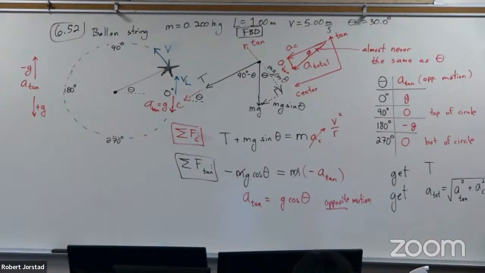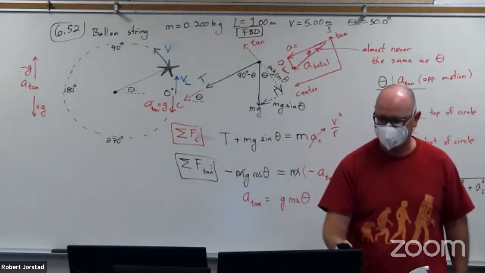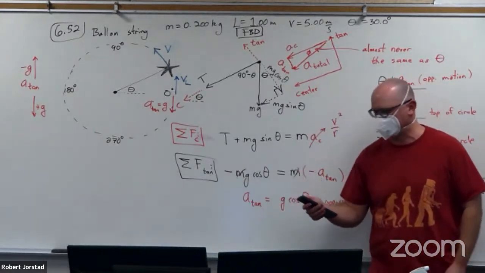Do that one at home and finish it out because there's a lot to be said for it. And then I would like to do 6.53 before we take the break, that's the last of the boring definition type problems. So let's look at 6.53. Any questions before I change boards and go on?